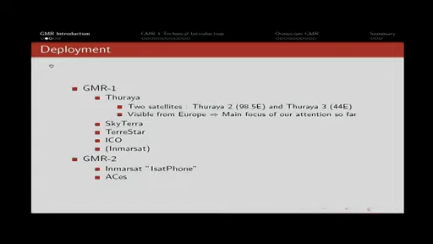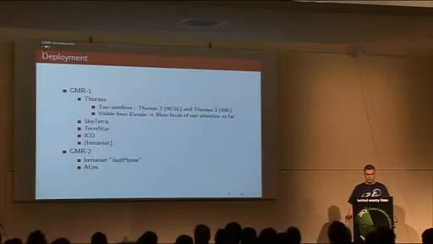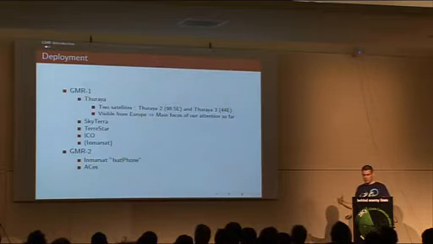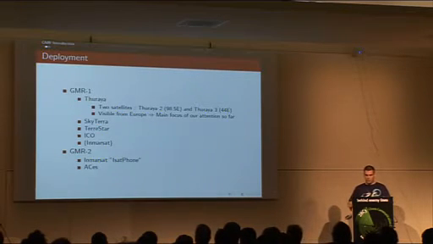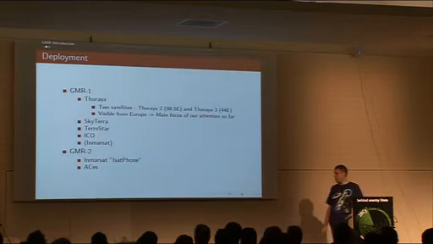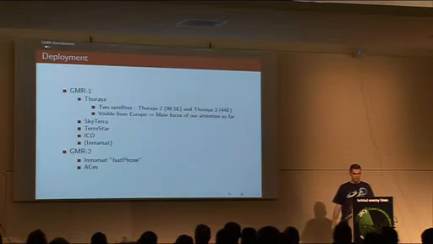So where is it used? One of the most important deployments of GMR1 is the Thuraya satellite network, and it's the one we studied because it's the only one visible from Europe, and since all the developers are in Europe, that's the only one we can receive. More specifically, the Thuraya 3 satellite, which is at orbital position 44 east, is the only one we can see exactly from here.